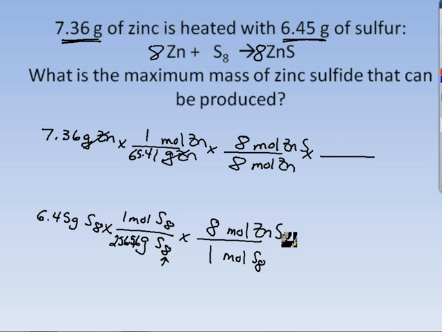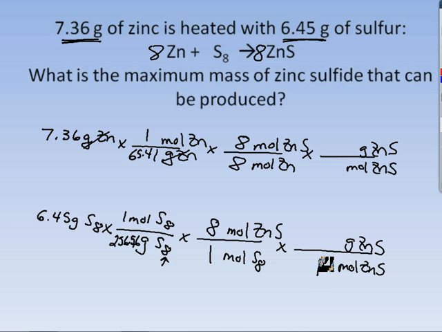So I'm just going to do one more step in here, and that is change moles of zinc sulfide to grams of zinc sulfide. And do the exact same thing down here, moles of zinc sulfide to grams of zinc sulfide. And this is going to come right off the periodic table as well. The mass of zinc sulfide from the periodic table is 97.48 grams. That's 1 zinc, 1 sulfur added together.